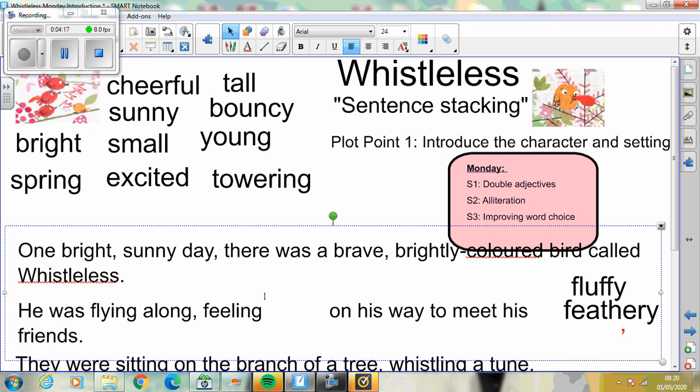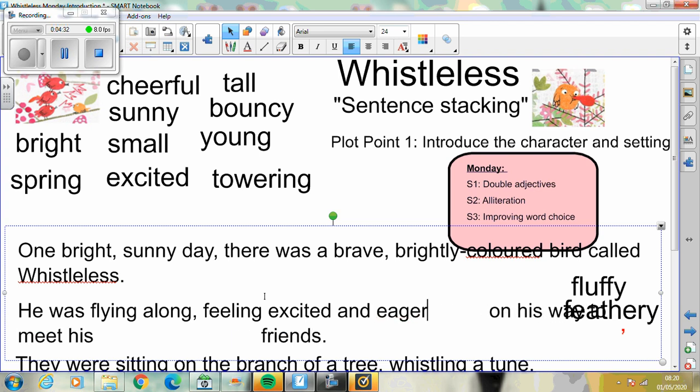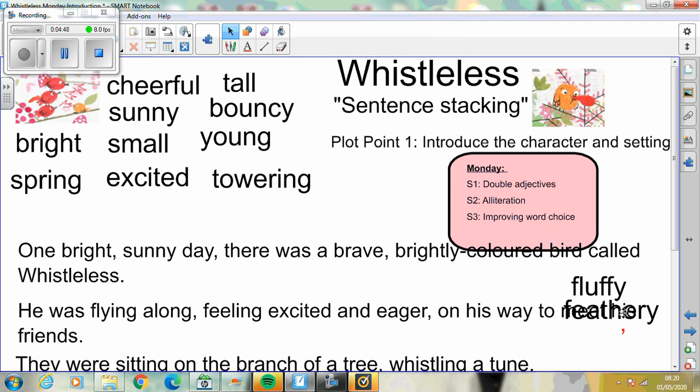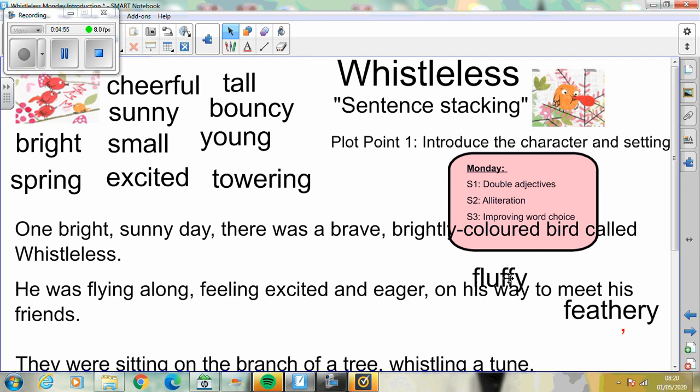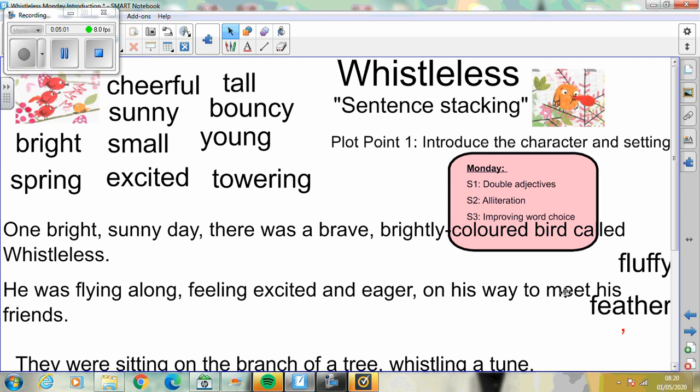He was flying along, feeling excited and eager, comma, on his way to meet his, the screen isn't the best for this one, on the way to meet his fluffy, feathery friends.